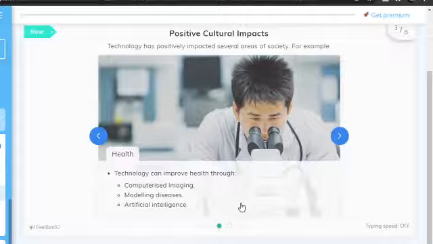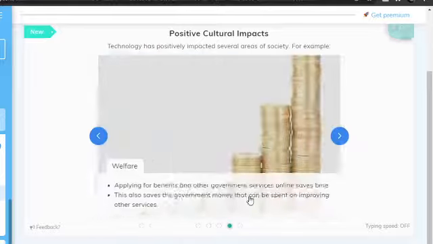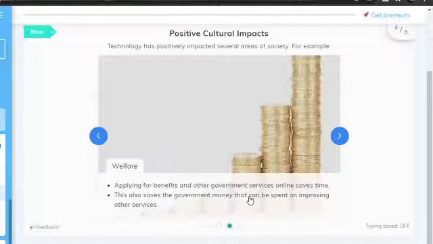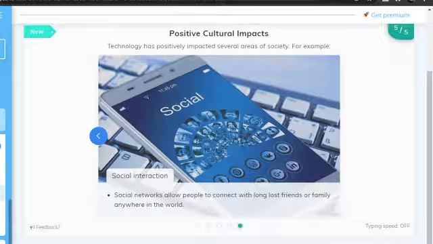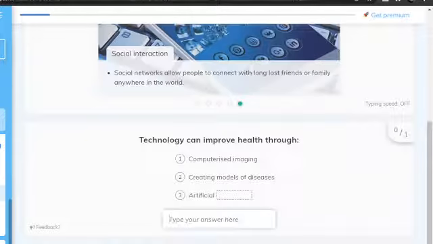Health. Sometimes the internet can affect mental health, but it can also help you advance in physical health. Welfare, it allows people to make other forms of income, and it gives you social media allowance. So technology can improve health through computerized imaging, create models of diseases, and artificial intelligence.